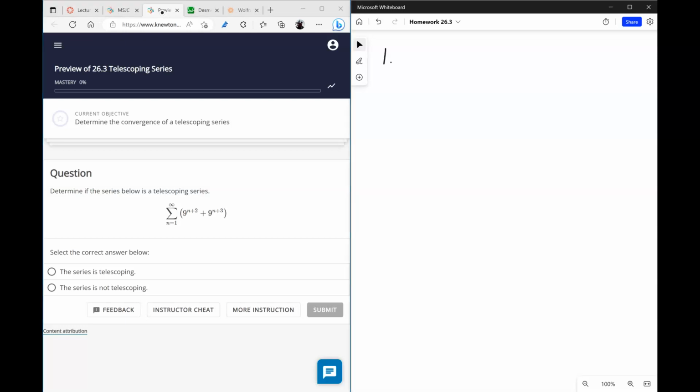And the first problem is right in front of us. The good thing is that we are told that this is a telescoping series, so we don't need to go through our toolbox and try to figure out whether it is or it isn't. Actually no, sorry, they don't tell us, it actually says to determine whether it's a telescoping series.